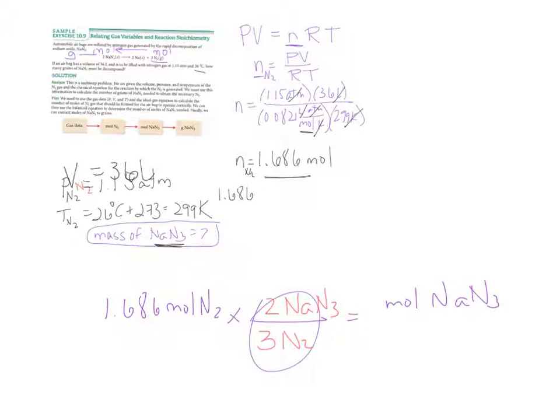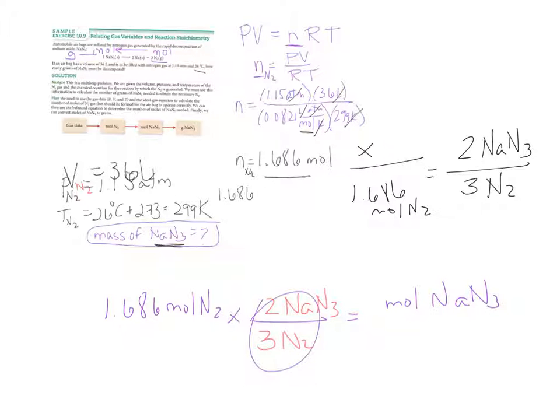Another way to set this up would be as a proportion. You have 2 moles of sodium azide in your balanced equation for every 3 moles of nitrogen. So if you have 1.686 moles of nitrogen, how many moles of sodium azide will you need? And you can cross multiply and solve for your unknown, which is right here. When you cross multiply, you'll get a math equation like this. So we're going to do this right now.